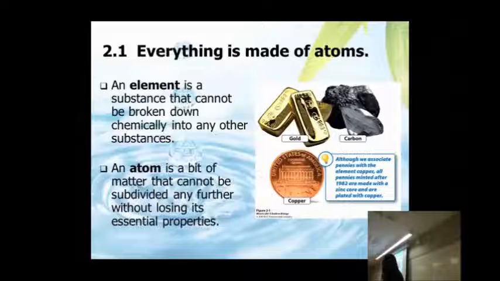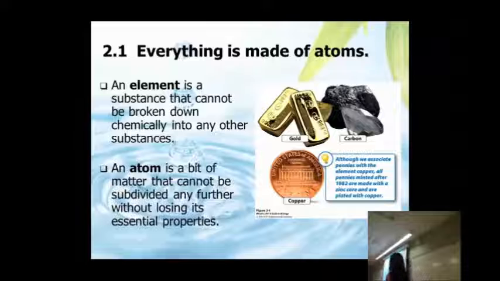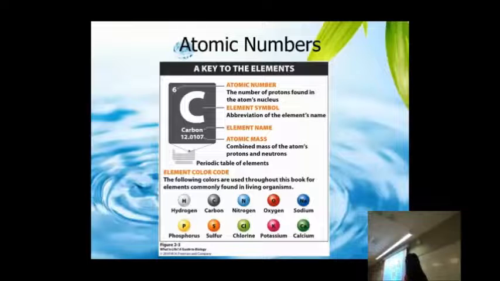And an atom is a bit of matter that cannot be subdivided any further without losing its essential properties. If you were to take one gold atom and you were to break it apart, it would no longer be gold. And so all of gold together, those are an example of elements. And then we'll talk in the next slide about mixtures and compounds.